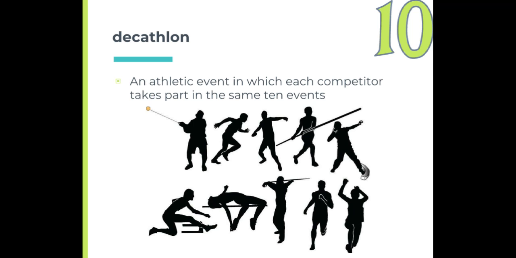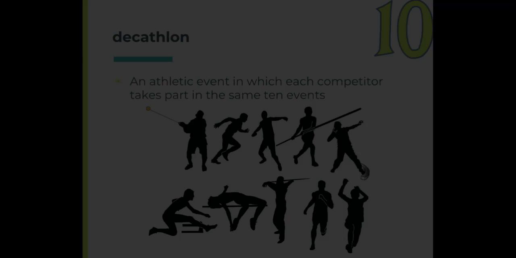Decathlon is an athletic event in which each competitor takes part in the same 10 events. So the pentathlon was 5 events. The decathlon is 10 events. You can see in the picture which 10 events they take part in.